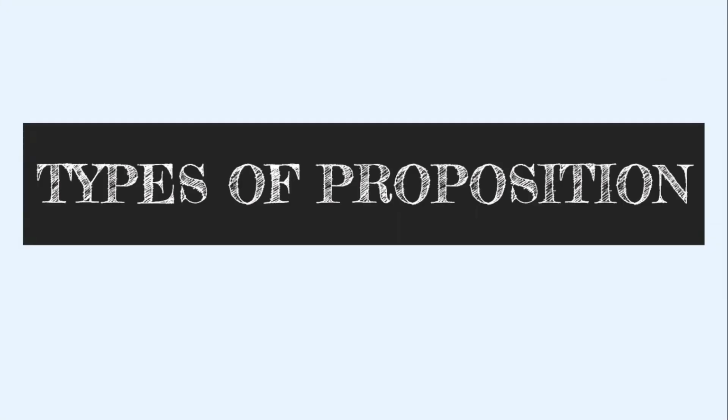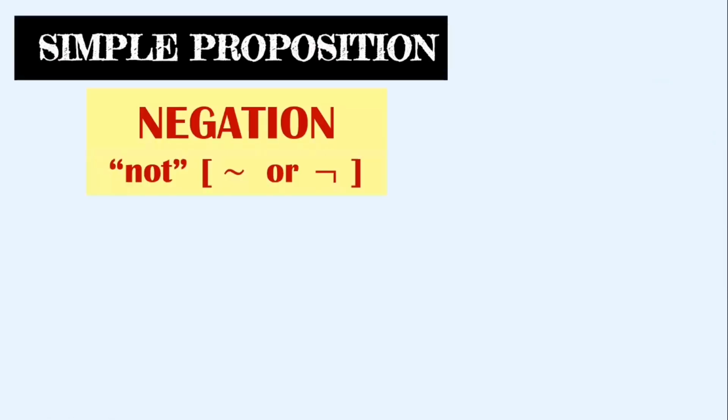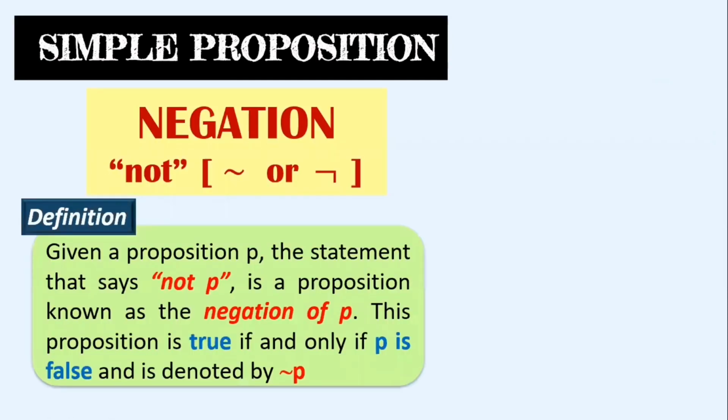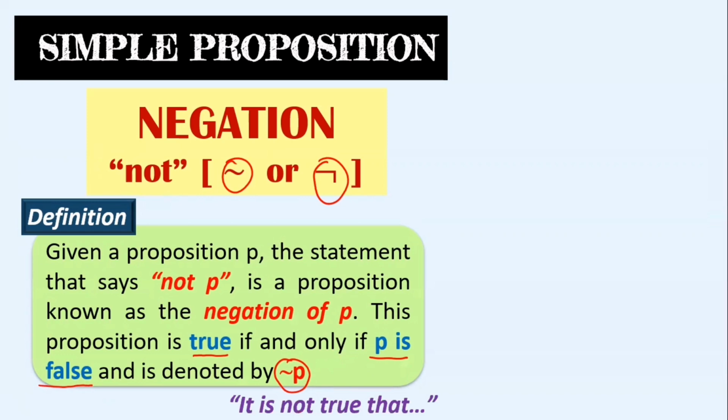Let's discuss the types of proposition. First, we have negation. Given the proposition P, the statement that says not P is a proposition known as the negation of P. This proposition is true if and only if P is false. It is denoted by this symbol, or the word not, or we can use "it is not true that" followed by the given proposition.